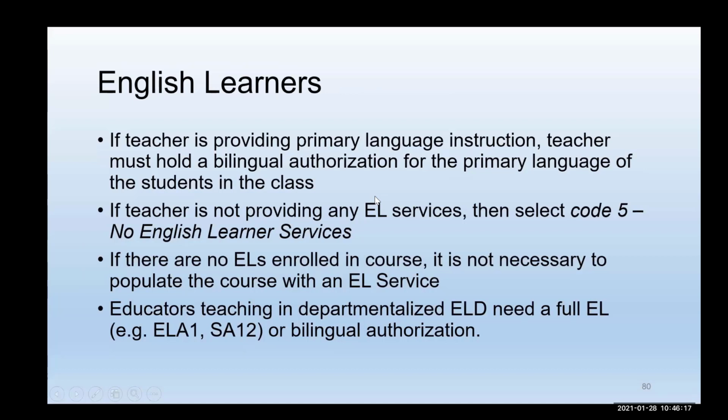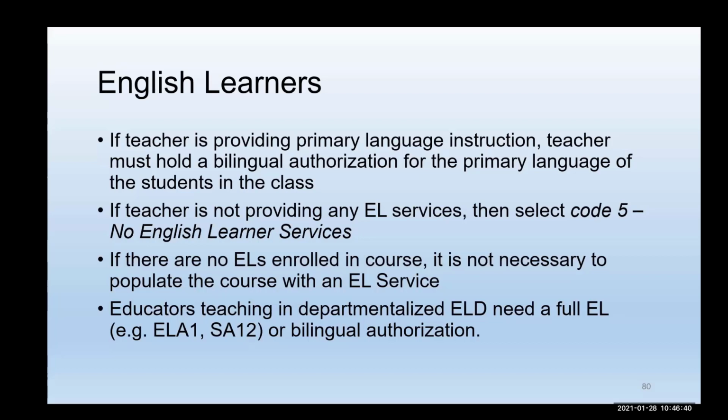Okay, English learners, once again, if the teacher's providing primary language instruction, they have to hold a bilingual authorization in the primary language of the students. Okay, so if primary language is Spanish, they have to hold the bilingual authorization in Spanish. Next, if the teacher isn't providing any EL services, then select Code 5, no EL services.